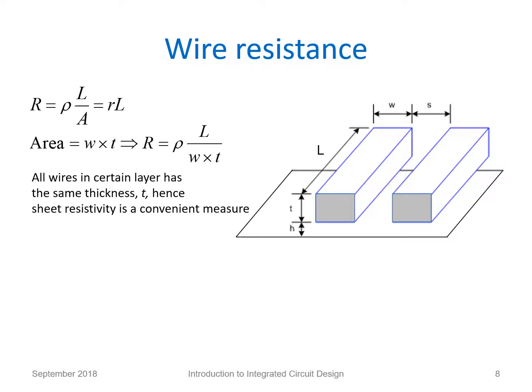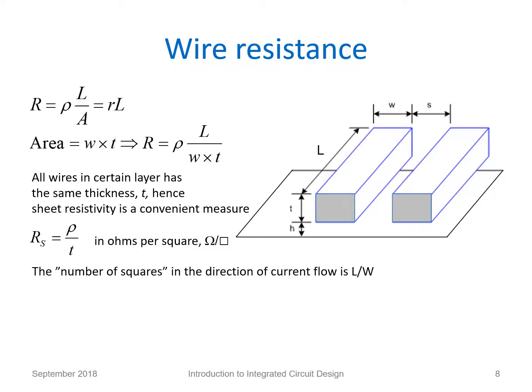Now all wires in a certain layer have the same thickness, T. Hence, sheet resistivity is a convenient measure. The sheet resistivity Rs is equal to the resistivity divided by wire thickness T, and it's given in ohms per square. The number of squares in the direction of current flow is given by the length divided by the wire width. So we just count the number of squares along the wire to get the total resistance.